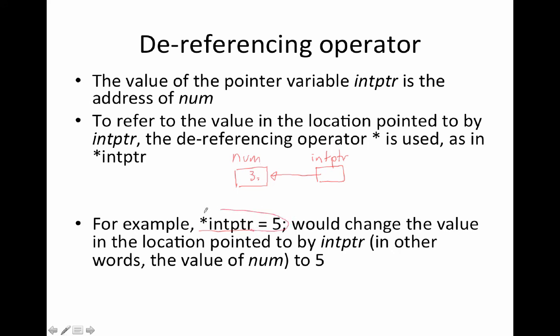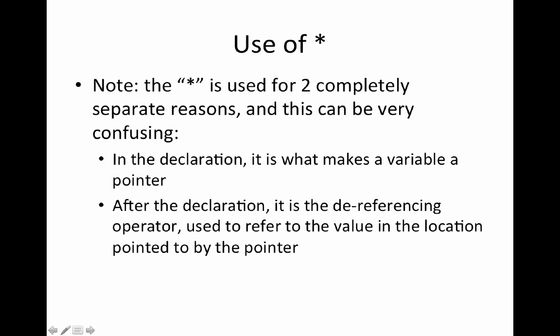If we say star int pointer gets the value of 5, then what we're doing is we're putting a 5 in the location pointed to by int pointer. So in other words, we just put 5 into the variable num. Not by referring to num, though, by referring to star int pointer. So again, the value of int pointer is the address or the location. Star int pointer is the value in that location.